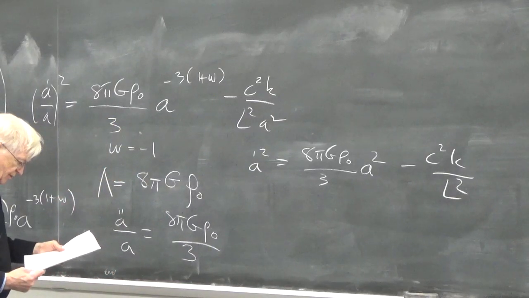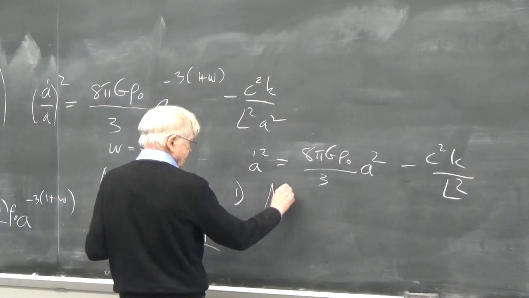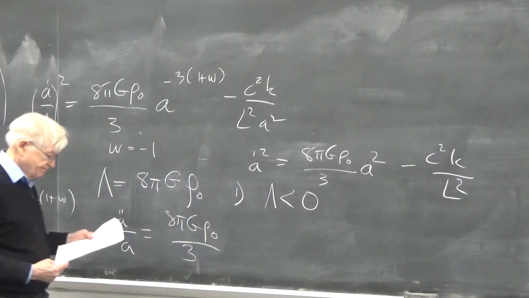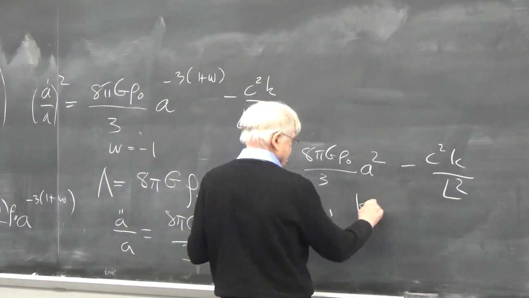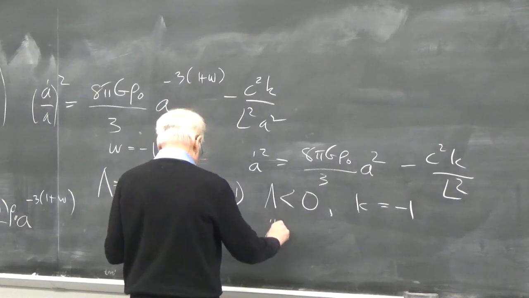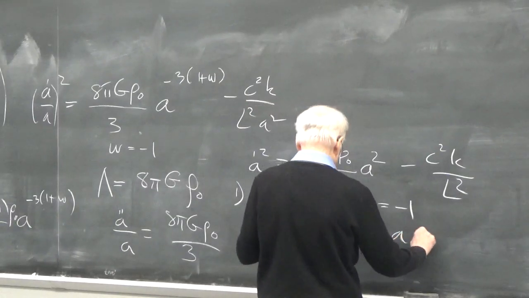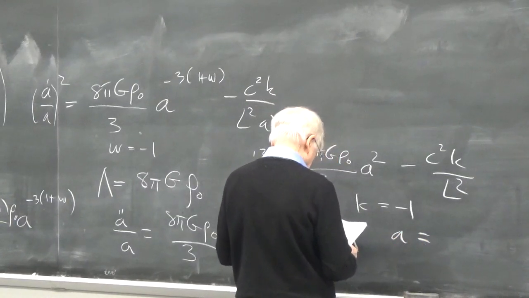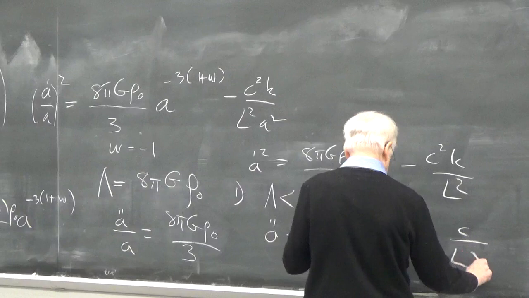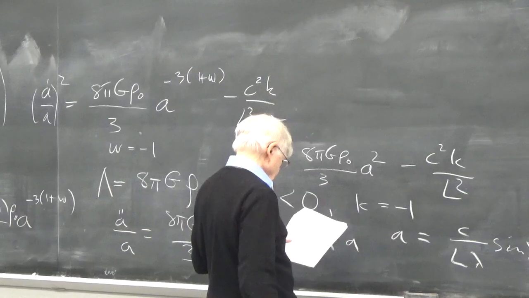And so let me see what I did in this example. One case can be that the energy density, the dark energy, has a negative density. This would be the case for k equal to -1. And then what you have is A double dot is minus lambda squared A. So A is equal to, let me just jump to the solution, c over L lambda sine lambda t. And what is little lambda?